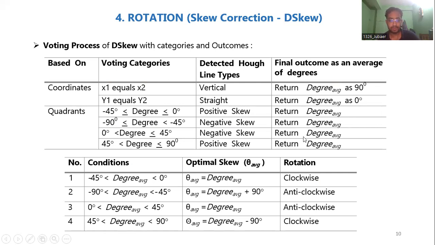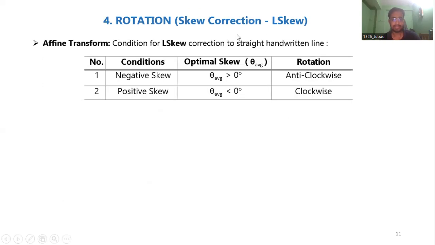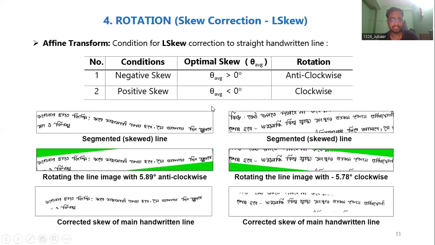On the basis of degree average, we calculate the optimal skew, and on the basis of optimal skew, we decide whether to rotate the image clockwise or anti-clockwise. Now we're going to see the skew correction for line skew. It's very simple. If we get the negative skew, we rotate the image anti-clockwise. If we get the positive skew, we rotate the image clockwise. We have shown a couple of examples.